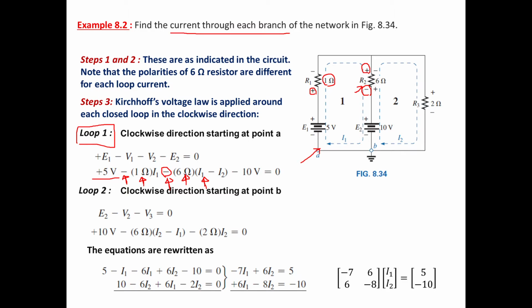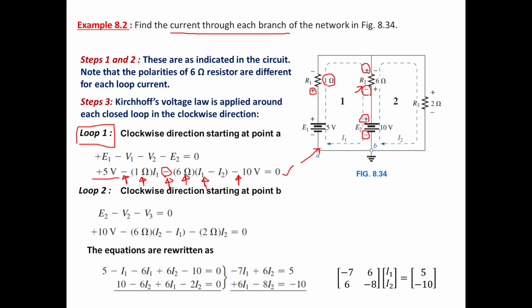So there are two currents in this resistance. These two currents are flowing in different directions. So it is I1 minus I2. So come to the next element, plus to minus. Plus to minus means drop. What is the drop? Minus 10 equal to 0. So this completes the first equation.